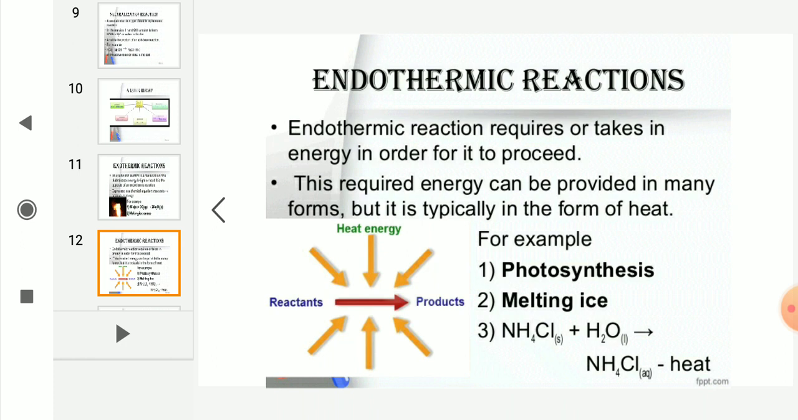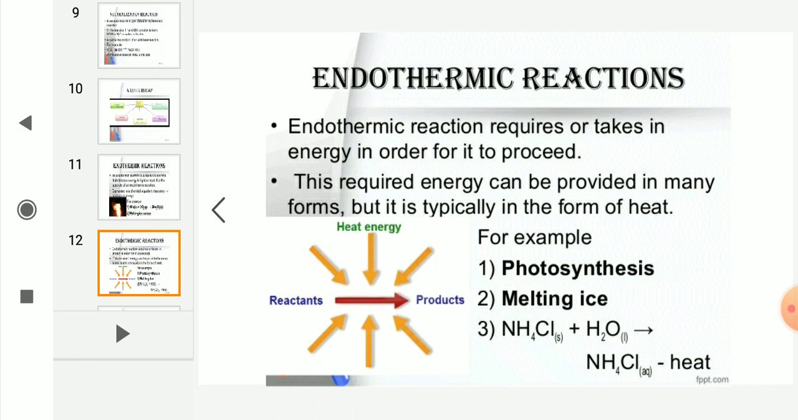The next example is NH4Cl plus H2O gives rise to NH4Cl in aqueous form minus heat. That means it requires heat. Here heat is only absorbed. Heat is not at all released. So this is an endothermic reaction.